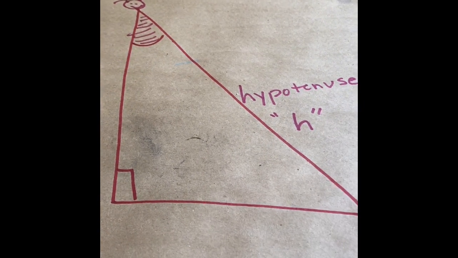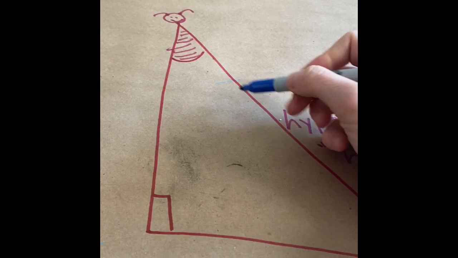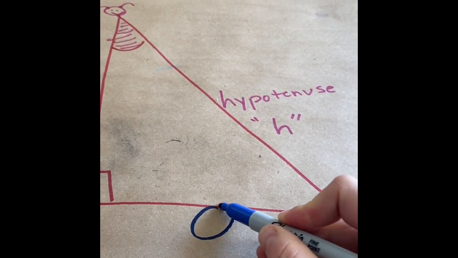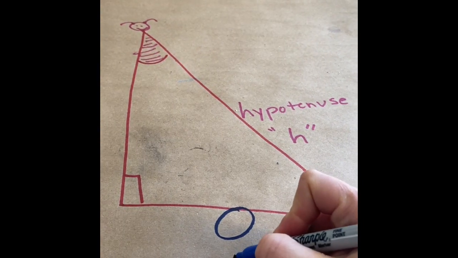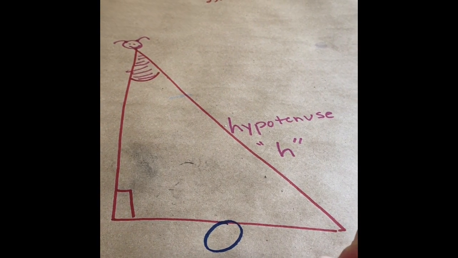And when she pees her pants, the pee makes a puddle. So my little toddler girl, she's peeing her pants because she's not wearing her diaper, and she makes a puddle. And what letter does that puddle look like? It looks like the letter O for opposite.